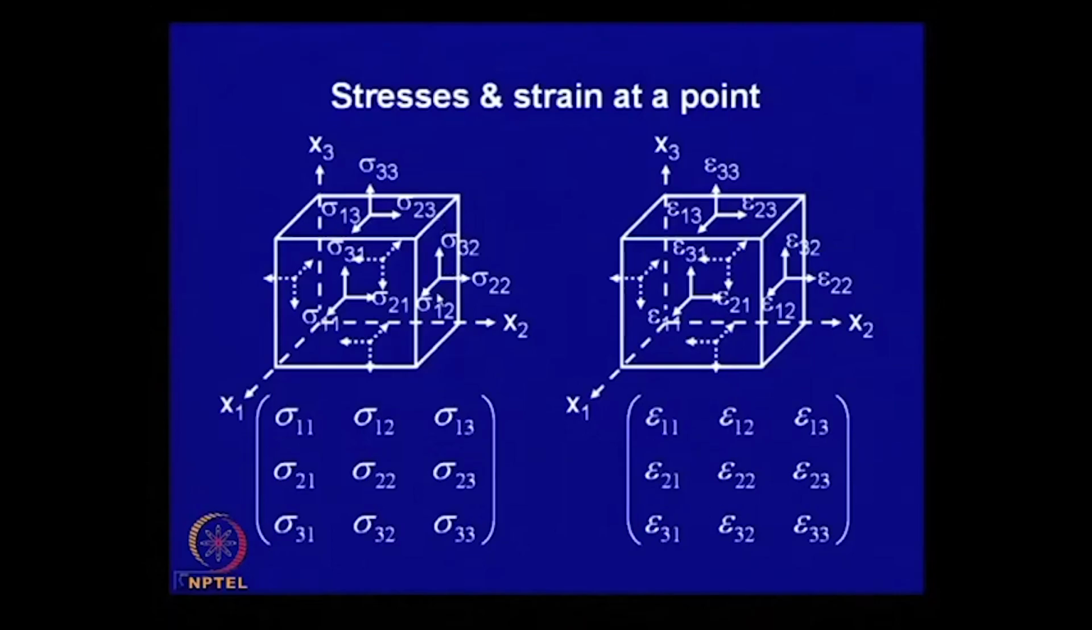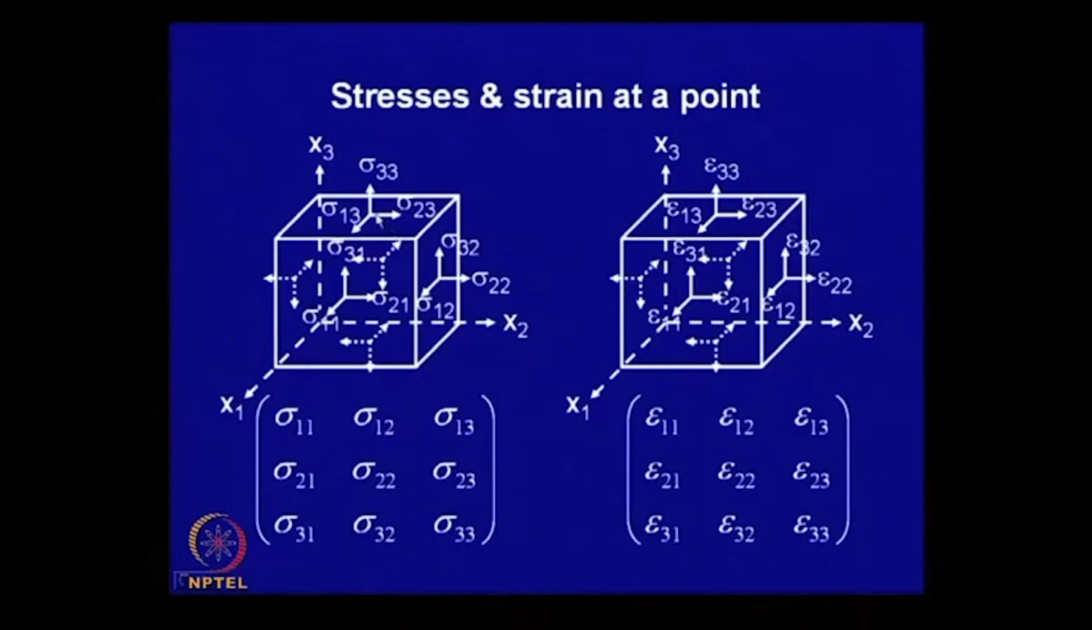So, therefore, the state of stress can be represented in the form of a matrix like this, sigma 1 1, sigma 1 2, a 3 by 3 matrix, and also you must remember that the state of stress should be such that there should be a state of equilibrium. So, that means if there is a sigma 3 stress acting here on this plane, there should be a stress equal and opposite to the other side of this.